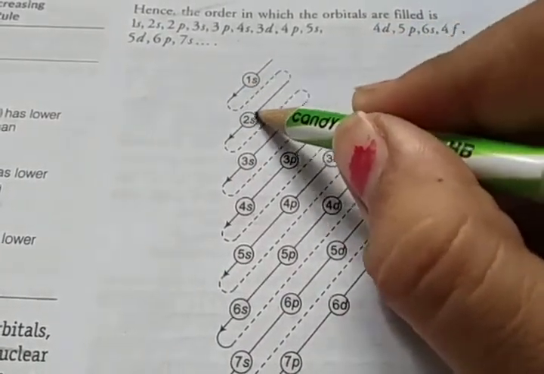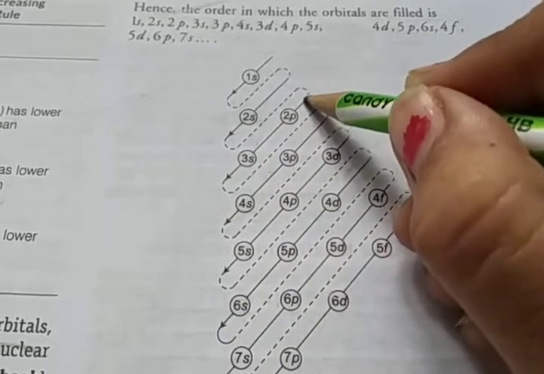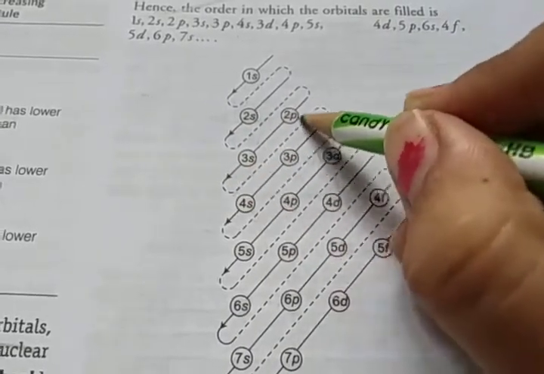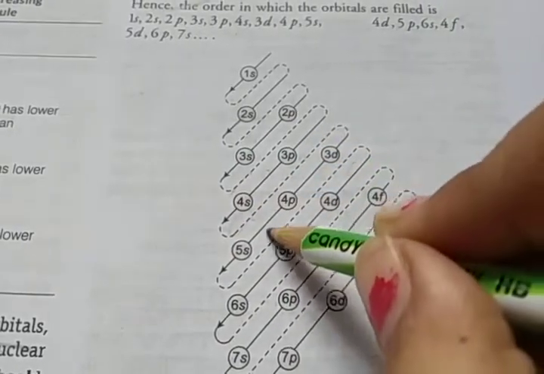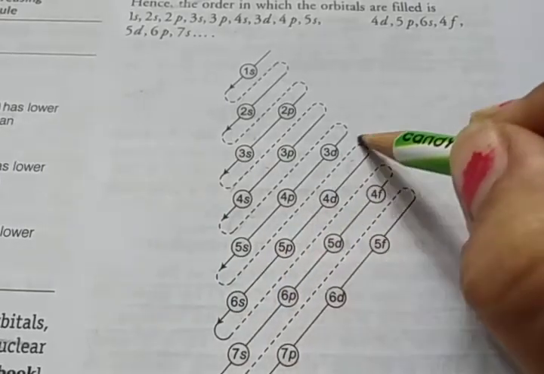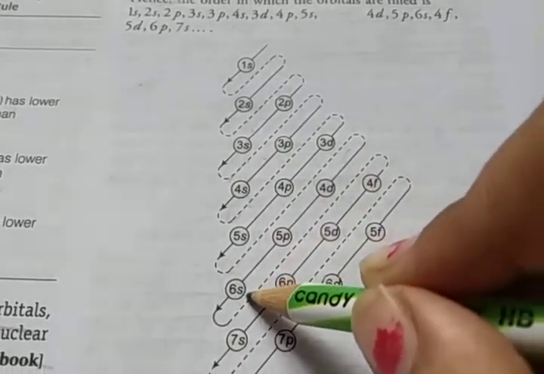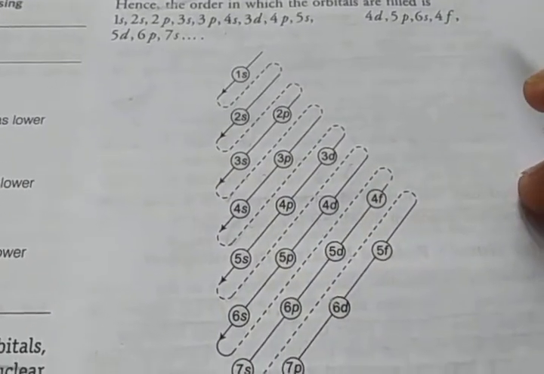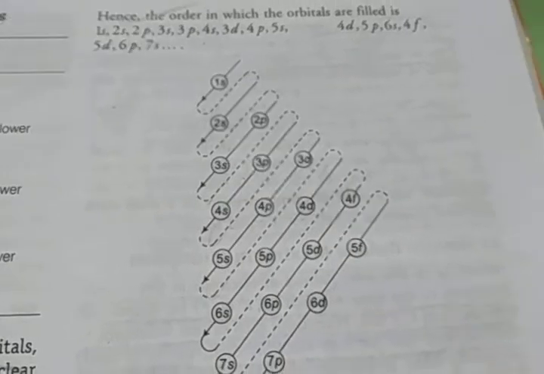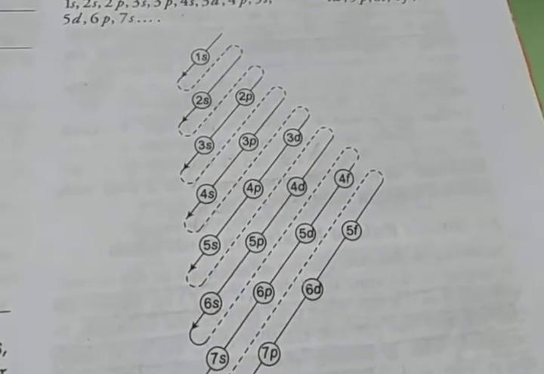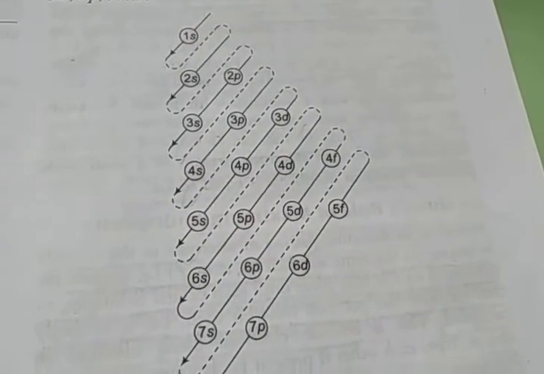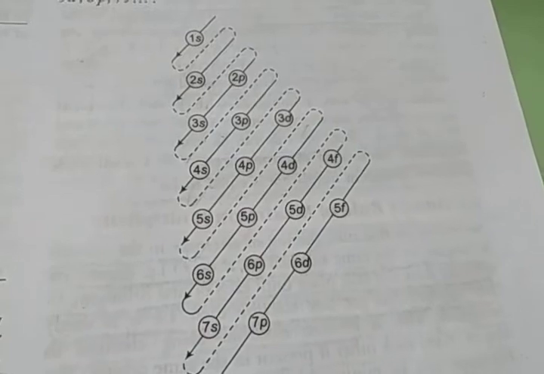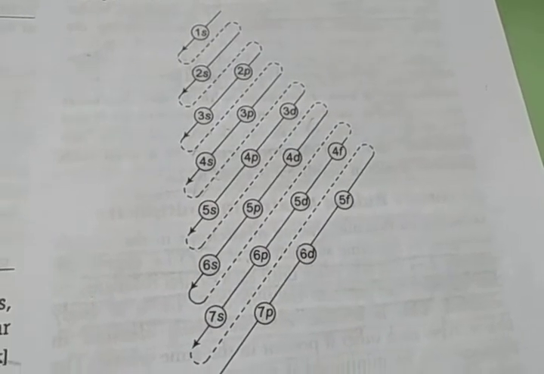1s, then 2s, then 2p, then 3s, then 3p, then 4s, then 3d, then 4p, then 5s, then 4d, 5p, 6s. According to this sequence is the order of the filling of the orbitals, starting from the right top to the bottom left.